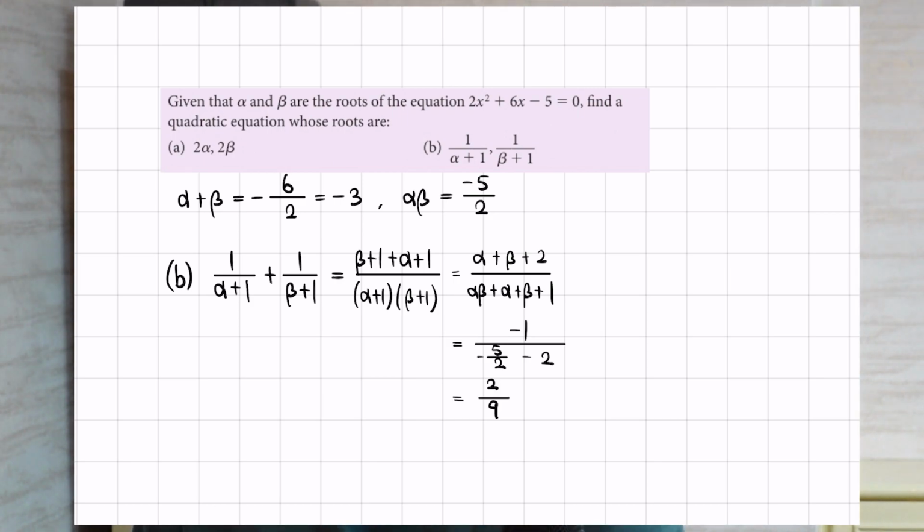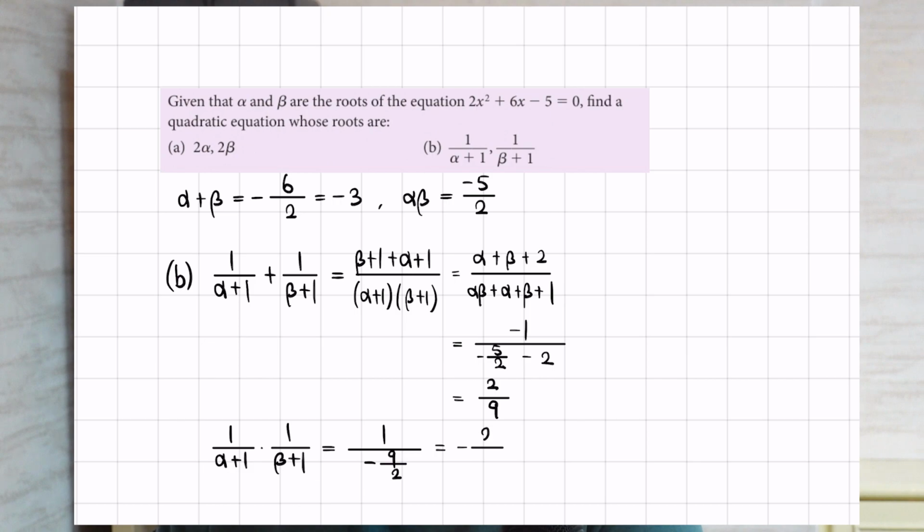This is the sum of the roots. And then let's move on to the product. As for the product of the roots, it's 1 over alpha plus 1 times 1 over beta plus 1. So it's actually quite similar to the sum of the roots. It's just we're not having that same numerator this time. So the numerator is 1, but the denominator is still the same thing as before, which is negative 9 over 2. Let's just write it down, negative 9 over 2. So the final result is negative 2 over 9.